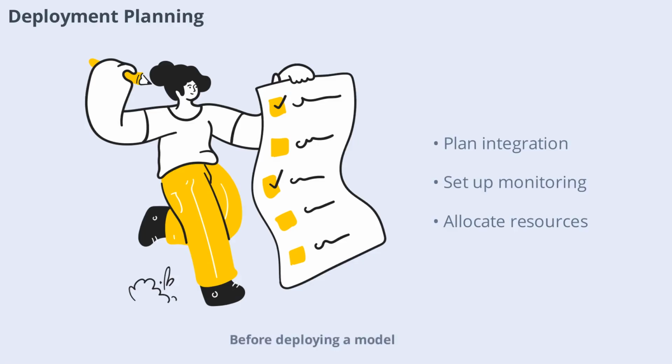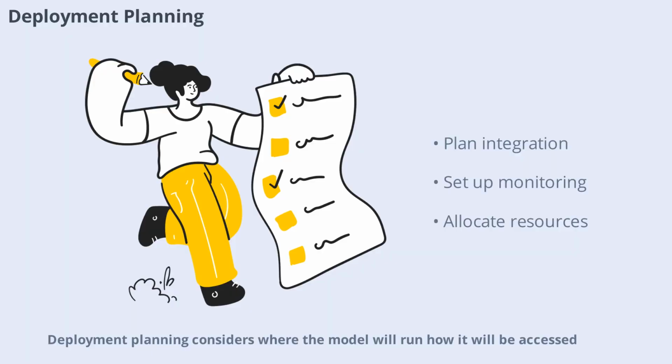For deploying a model, it's important to plan how it will be integrated into the business process. Deployment planning considers where the model will run, how it will be accessed, and what resources are needed. It also involves setting up monitoring to track the model's performance over time. Good planning ensures a smooth transition from development to production.